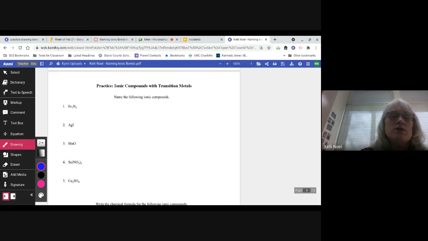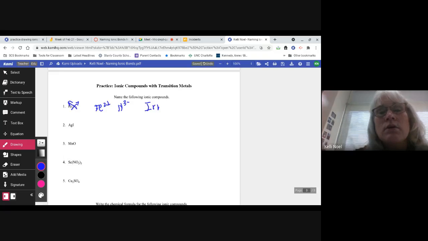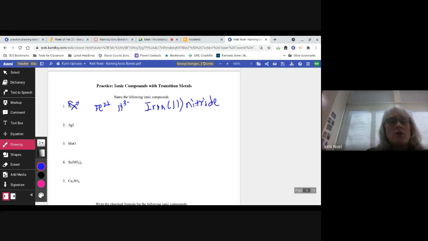But to do these, you're going to crisscross, reverse. So this 3 is going to go up here, and this 2 is going to go up here. So Fe2 plus, N3 minus. I'm going to check my nonmetal. N, yes, is a -3. So I know that this is iron(II) nitride. Okay?